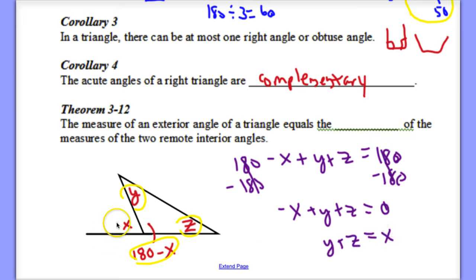So in other words, if I wanted to figure out how many degrees this angle was, I would just have to add the measures of angles Y and Z. So for example, if this was, let's say, 30 degrees, and this was 20 degrees, the measure of this angle here would be 50 degrees. So the exterior angle is equal to the sum of the measures of the two remote interior angles.